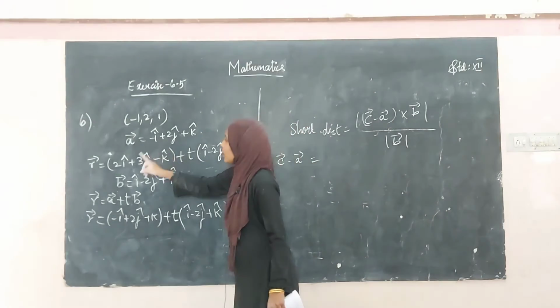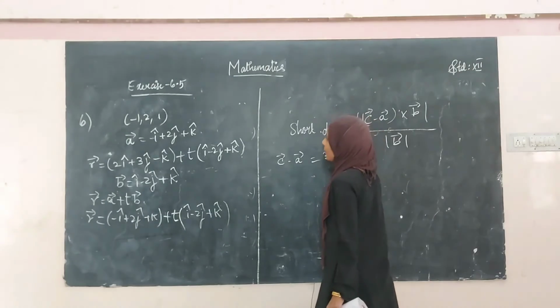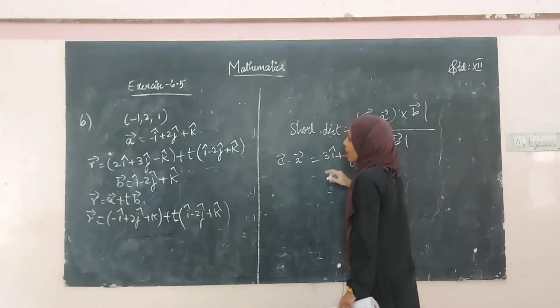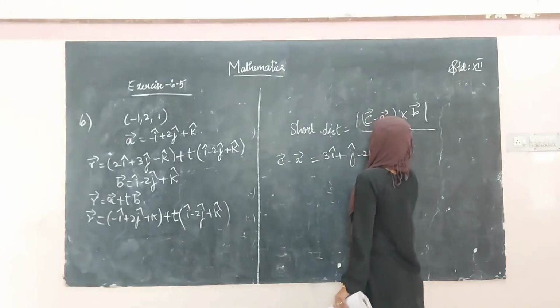C vector minus A vector: 2 minus of minus 1 is 2 plus 1, it is 3 into i cap, plus 3 minus 2 is 1, so 1 into j cap, minus 1 minus 1 is minus 2, so minus 2 into k cap.